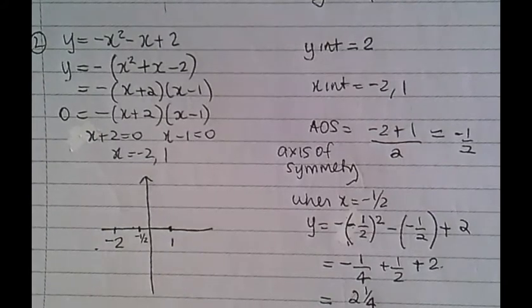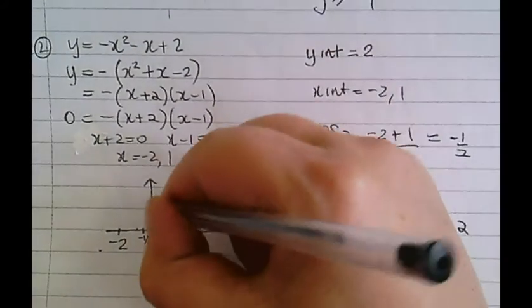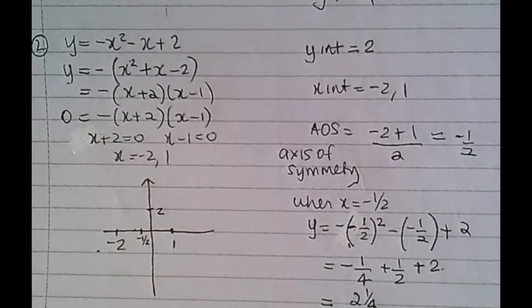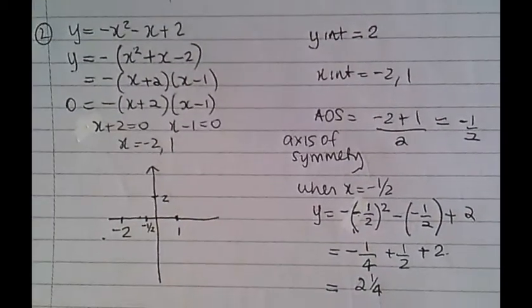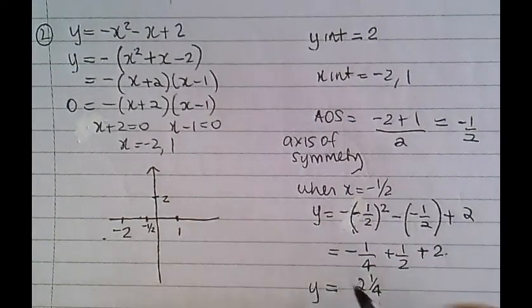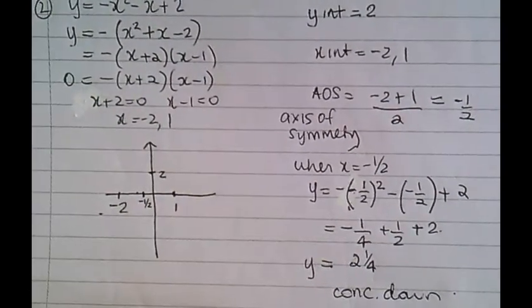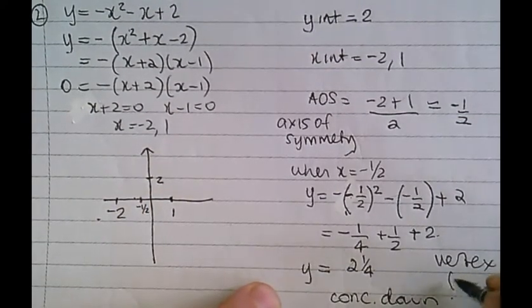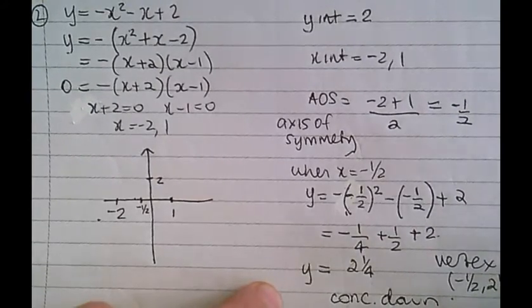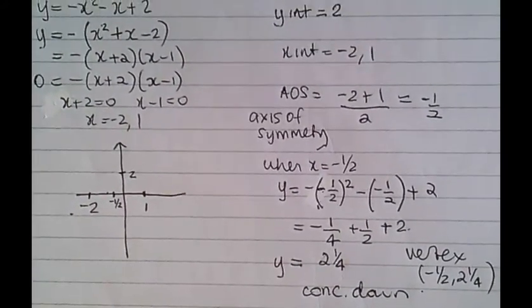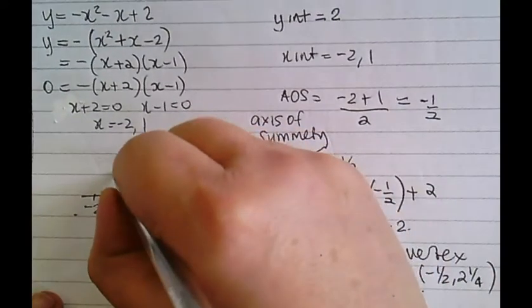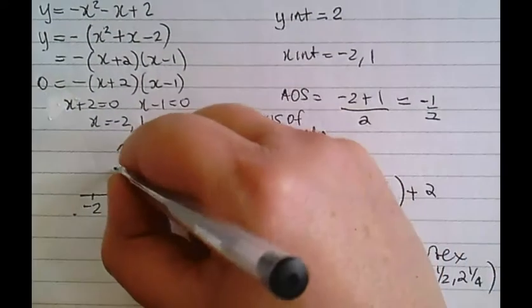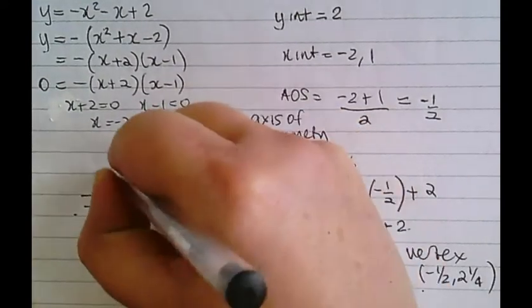So let's draw. Okay, guys, we might put our 2 as our y-intercept. It's concave down, so we need to know that. Concave down, y-intercept 2. The vertex is at -1/2, 2 1/4. -1/2, slightly higher than that point of 2. Do we see? Like this and like this.